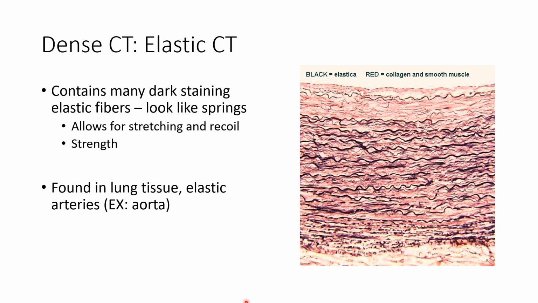Now with elastic connective tissue, you want to think of springs because this tissue acts like a spring. It stretches and it recoils. So it'll get bigger and then it'll go back to its original shape. And when you look at the tissue, right, you can see some right here. We have these wavy lines that look like springs. So this is elastic connective tissue.